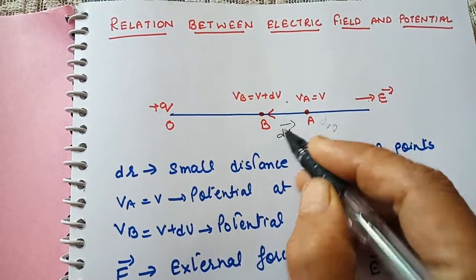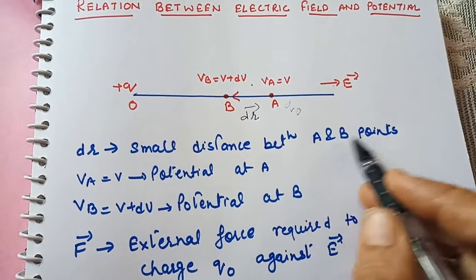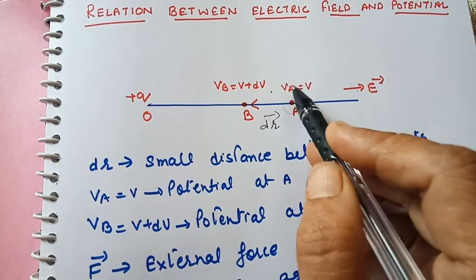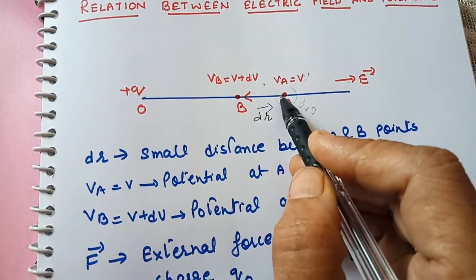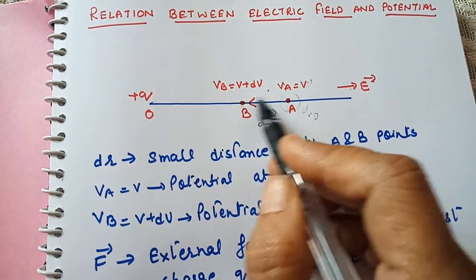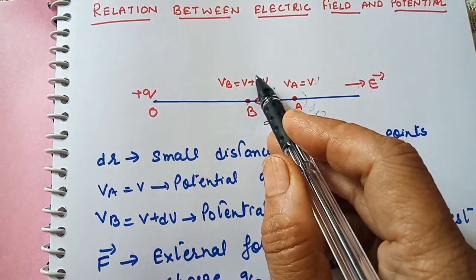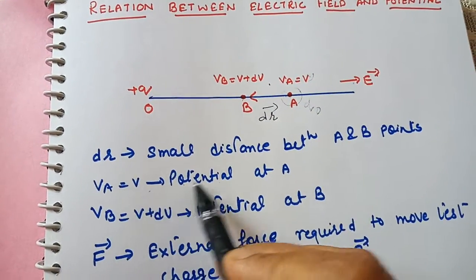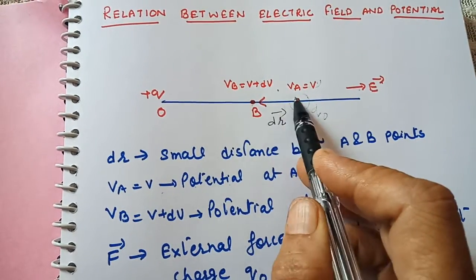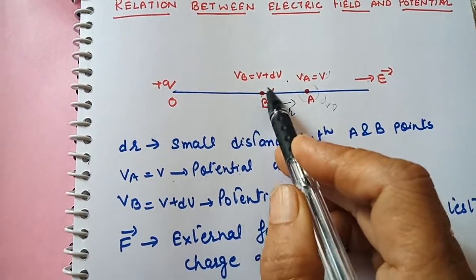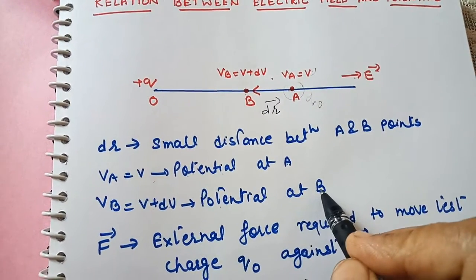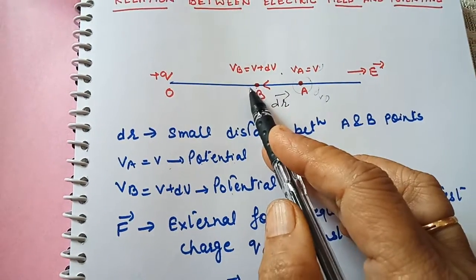So dr is the small distance between points A and B. Now we consider the potential at point A, Va, is equal to V. Since the charge is moving from here to here, there must be a small potential difference, denoted by dV. So Va is equal to V, the potential at A. When it moves from A to B, there is a potential difference dV. So what would be the potential at point B? V plus dV.